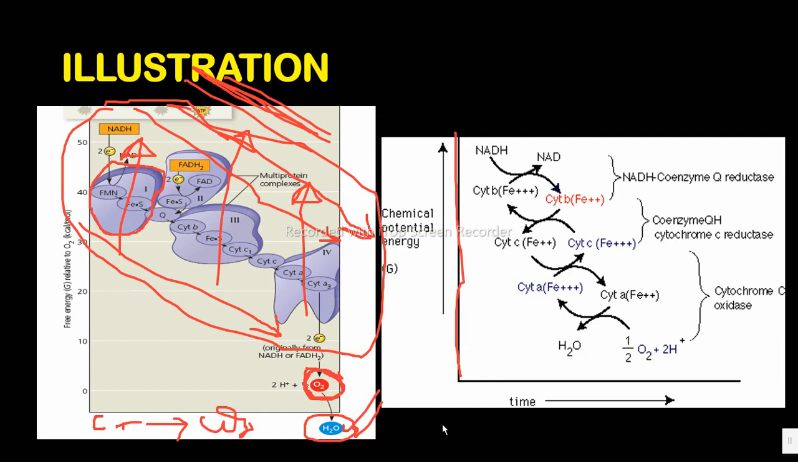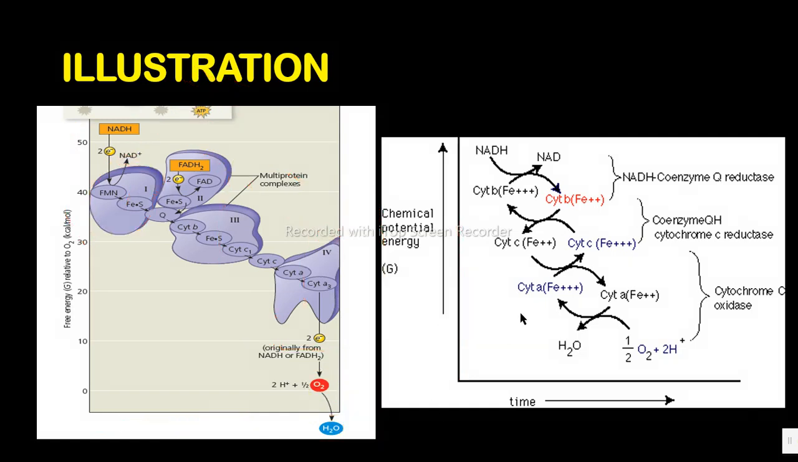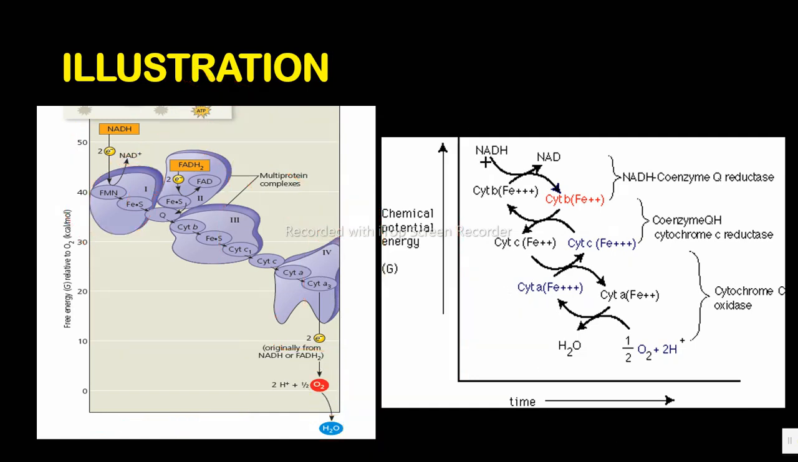So let's see actually what happens. You remember the NAD? We produced NAD within the glycolysis. We produced NAD within the Krebs cycle. We produced NAD within the pyruvic acid activation stage. In all these stages, we are producing NAD. And we also produced FAD.